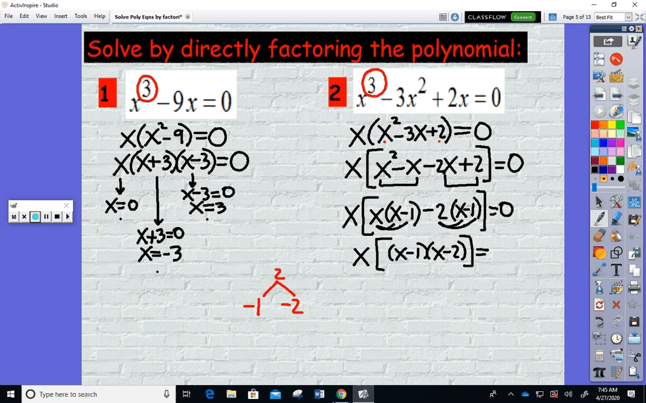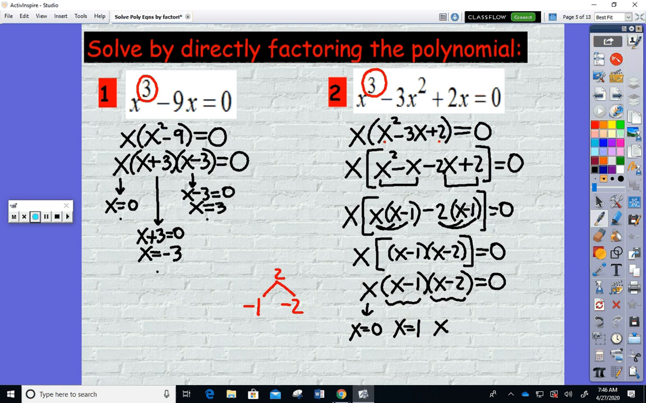And then remember, you're fine like you are, but now that the inside is totally factored, everything is in bundles that you're multiplying, you're more than welcome to drop the brackets. So do you see that I get x equals 0 from the first little factor? I get x equals 1 from the second little factor, and I get x equals 2 from the third little factor. That's 3 answers, and that's what I anticipated.